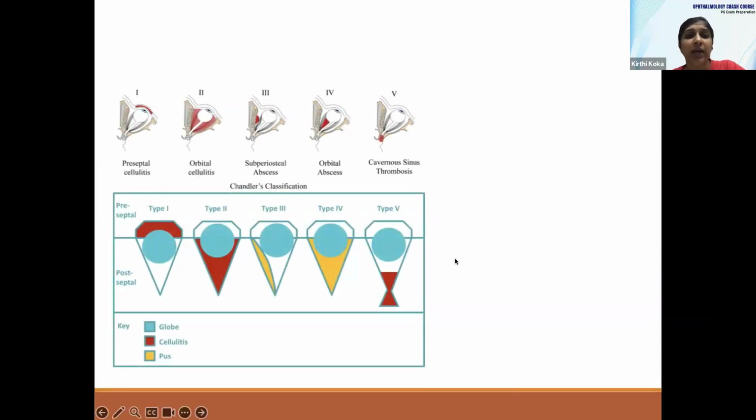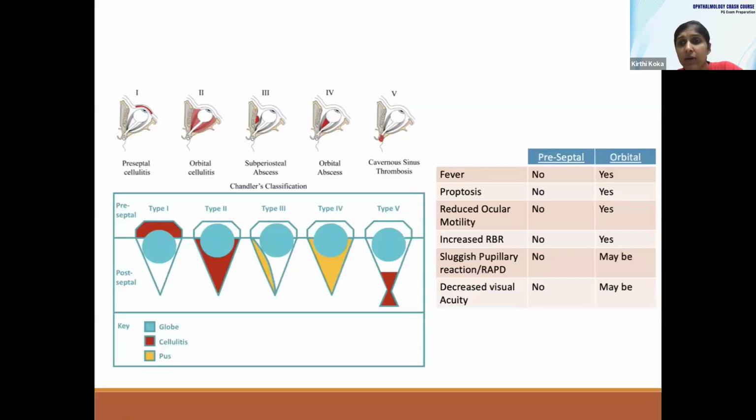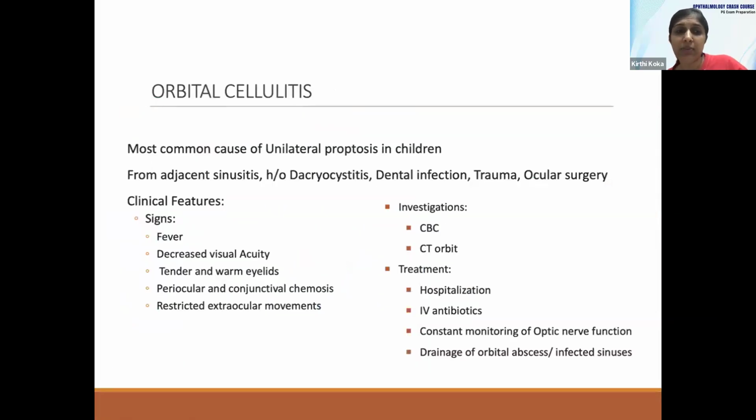Okay, so you need to know Chandler's classification. Sometimes examiners can ask you that. It goes from preseptal cellulitis to orbital cellulitis, subperiosteal abscess, orbital abscess, and cavernous sinus thrombosis. Okay, it's very important to differentiate preseptal from an orbital cellulitis. Generally, in orbital cellulitis, pupils will start dilating. You'll have RAPD and you'll have decrease in vision. Okay, and there'll be increased proptosis. So you treat orbital cellulitis with IV antibiotics, whereas preseptal cellulitis you can treat on an OPD basis with oral antibiotics.